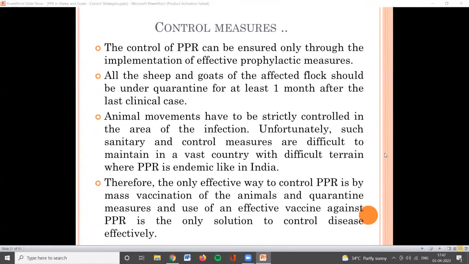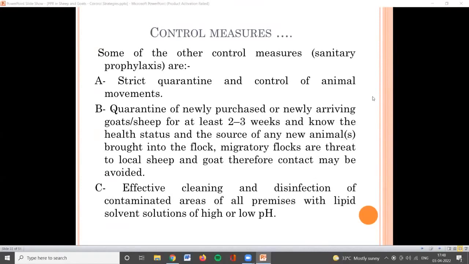Animal movements have to be strictly controlled in the area of infection. Unfortunately, such sanitary and control measures are difficult to maintain in a vast country like India. Animal movement control is a very big challenge. The only solution we have left is mass vaccination and quarantine measures: strict quarantine and control of animal movements. Newly purchased or newly arriving sheep and goats should be quarantined for at least 2 to 3 weeks, and as much as possible, newly purchased animals should be quarantined strictly.